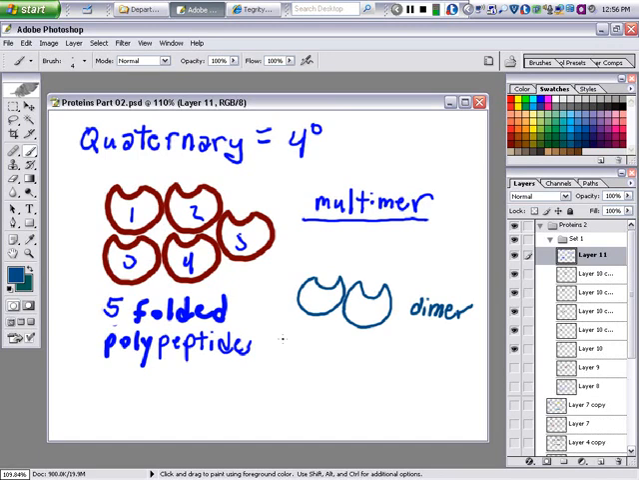Now I'm going to draw something else. So let's see if you all can figure out what this one is. What is this one? Is this a multimer? Okay, this is a multimer. What type of multimer? A trimer, exactly.